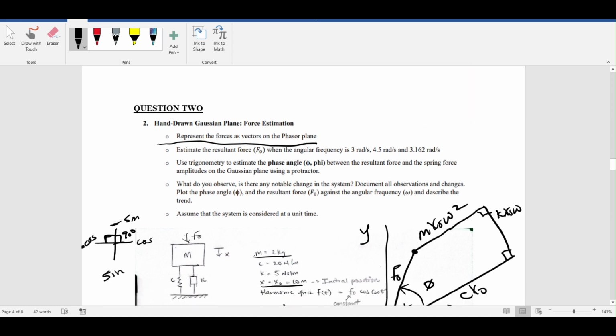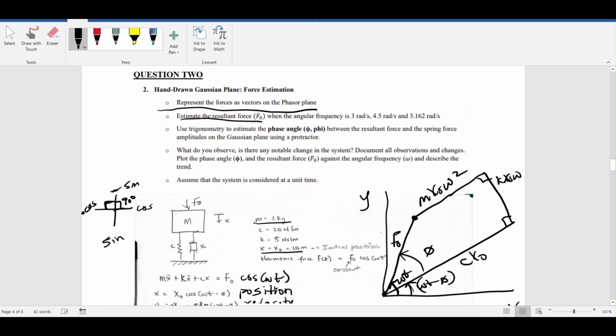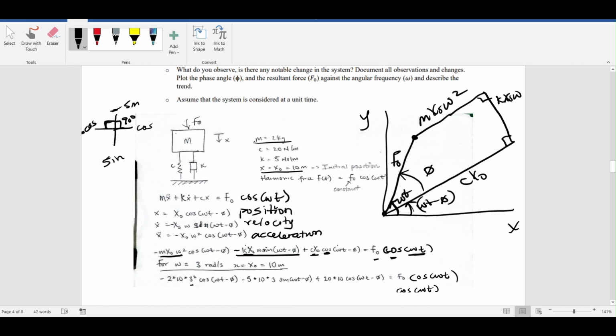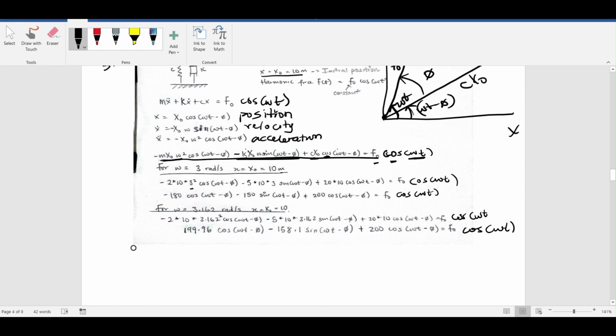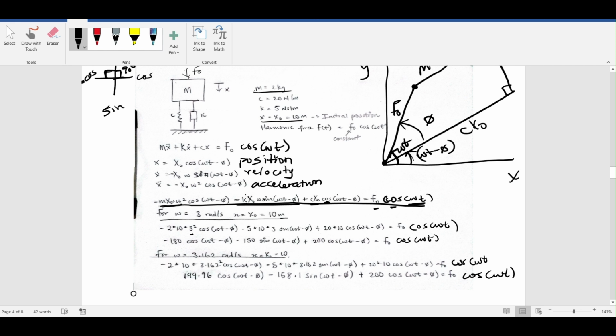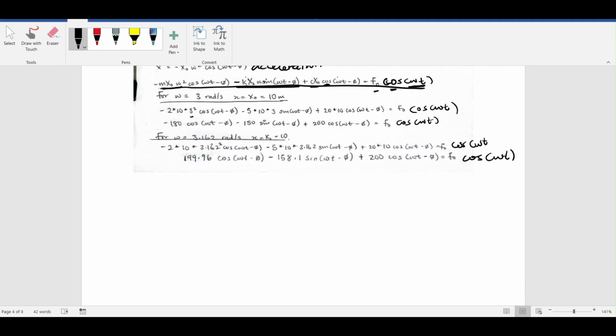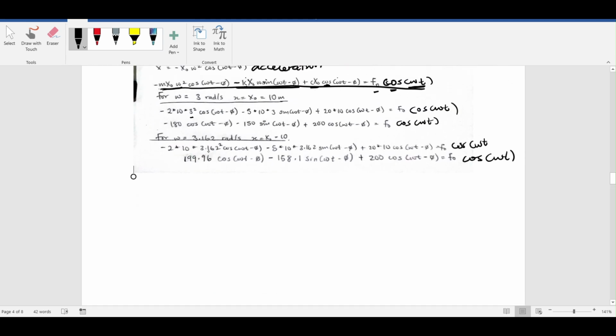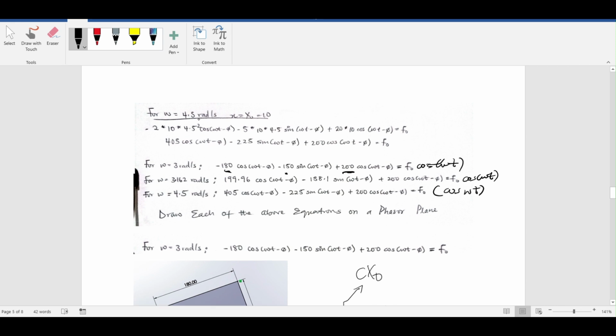Now the question is saying estimate the resultant force f naught, that is this line here, when the angular frequency is 3 rad/s, 4.5 rad/s, and 3.6 rad/s. So we have our equation here. When w is equal to 3 rad/s, we're going to substitute into the equation. We know what m is. m is 2 kg, just given. x naught, that is initial position, is 10 meters, and w in this case is 3. You put in your parameters there. The same thing, you fill in the numbers for the rest of them. f naught doesn't have anything, so just leave f naught as it is. One is 3.162 rad, that's this here. You put in your numbers and you solve. The same for 4.5, put in your numbers and solve.